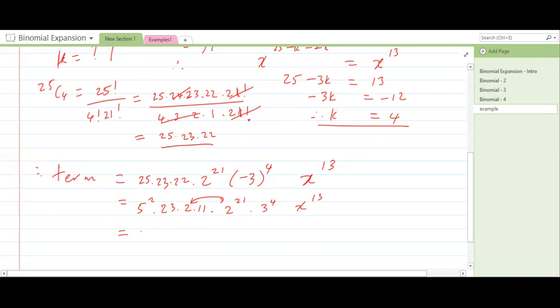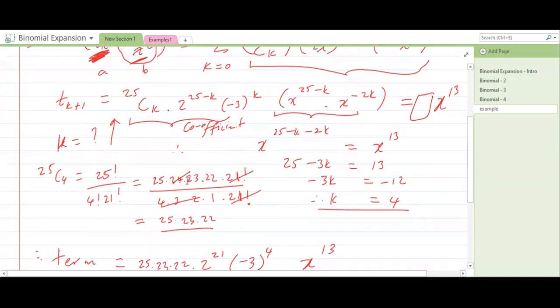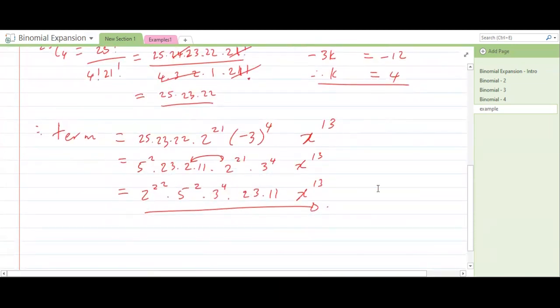So what we have here is 2 to the power 22, 5 squared, 3 to the power 4, all the powers first. We have a 23, and we have an 11, which is a prime number, x to the power 13. And this is our final answer, because the question says in (2x minus 3 over x squared) to the power 25, find the term that contains x to the power 13. So the term that contains x to the power 13 is this entire term here. The question did not ask for the coefficient only, the entire term.